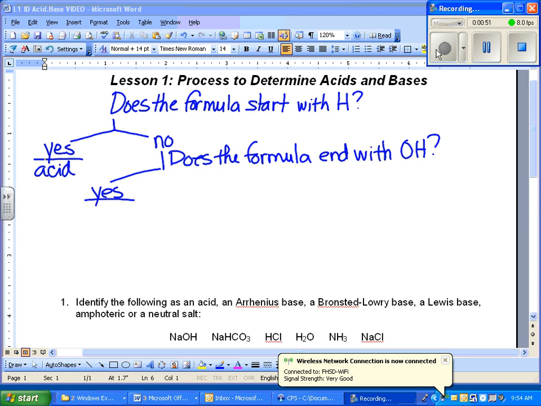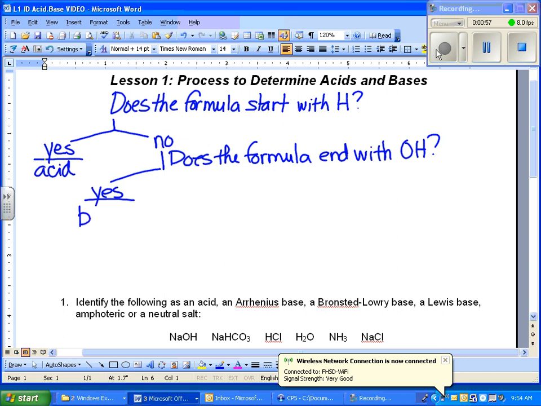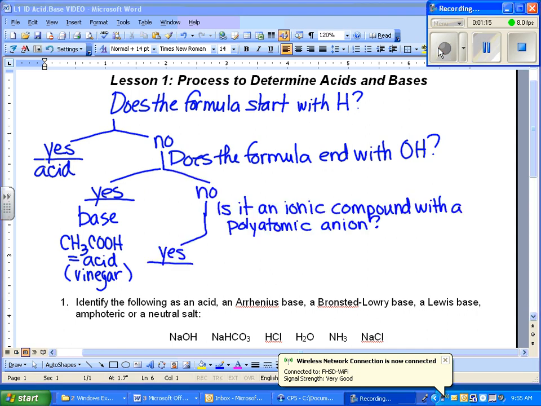Does the formula end with OH? If the answer is yes, that's going to be a base, except if you have vinegar, which is CH3COOH. This is an acid, and that's called vinegar. You'll just want to know that one. That's an organic acid.